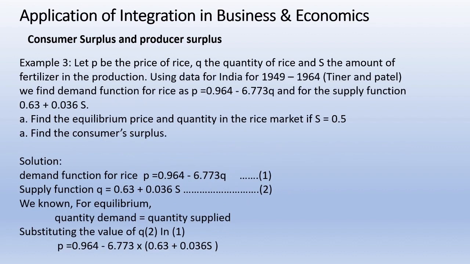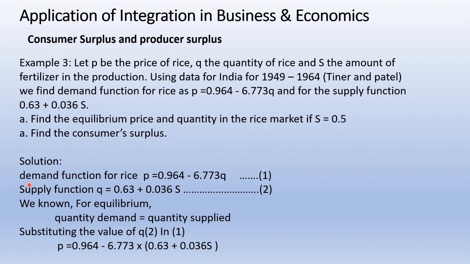Example 3. Let P be the price of rice, Q the quantity of rice, and S the amount of fertilizer in the production. Using data for India for 1949 to 1964, Taina and Patel, we find demand function for rice as P is equal to 0.964 minus 6.773 Q and the supply function Q is equal to 0.63 plus 0.036 S. A. Find the equilibrium price and quantity in the rice market if S is equal to 0.5. B. Find the consumer's surplus.